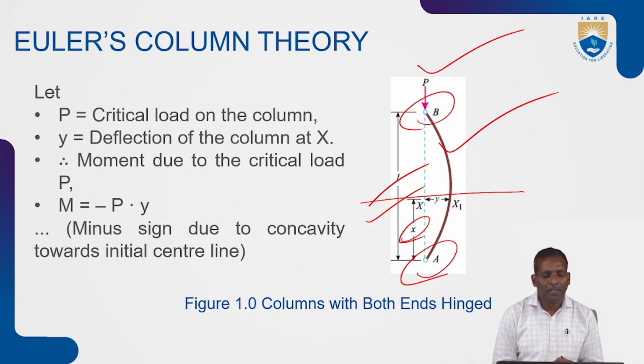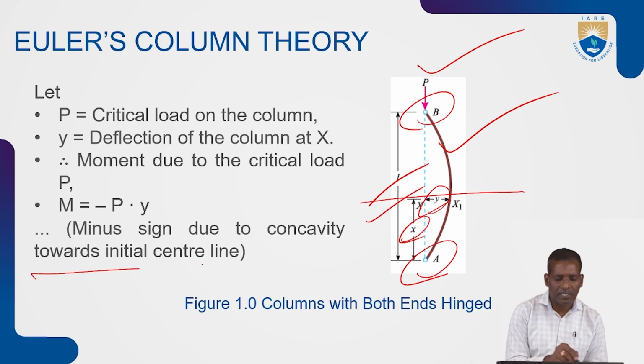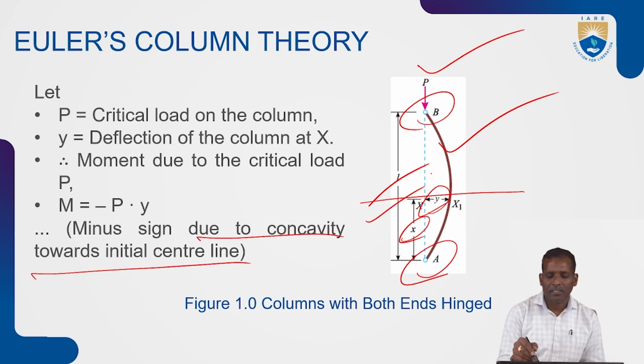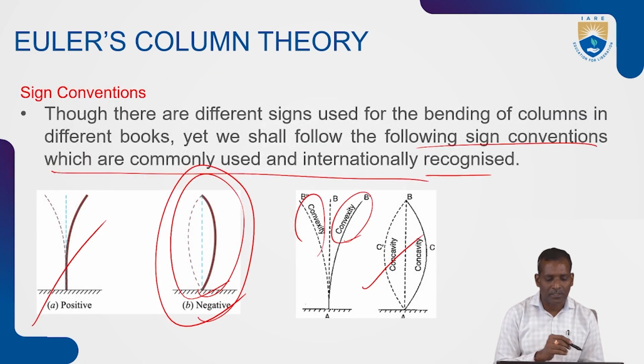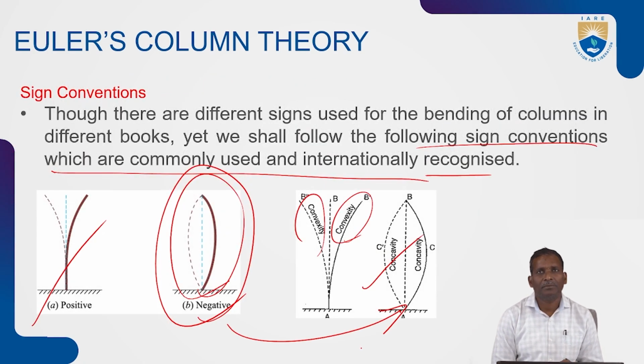The moment due to the critical load is P into Y, the deflection multiplied with the critical load. Here a minus sign is used. Why? The minus sign is due to the concavity towards the initial center line. The initial center line concavity shape, already I showed you. We have discussed this negative sign. So this is the concavity sign.